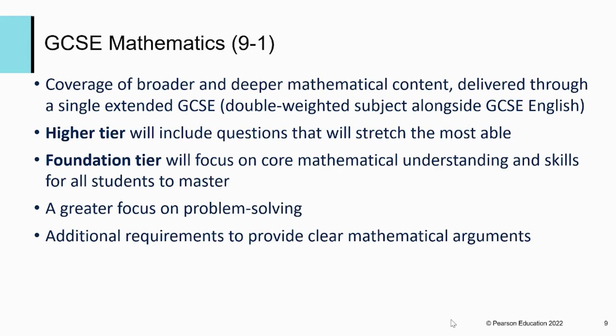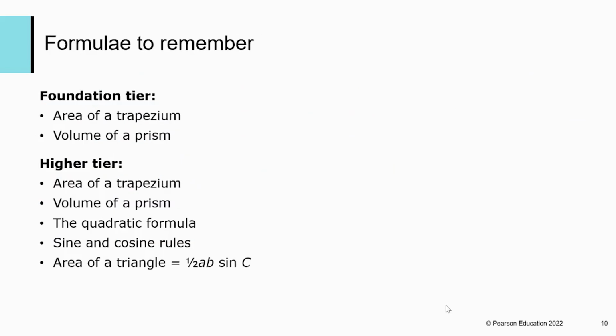The GCSE Maths course covers a broad and deep mathematical content that's delivered through a single GCSE, but this GCSE is double weighted alongside the GCSE English. Higher tier includes questions that will stretch the most able, and the foundation tier focuses on those core mathematical skills and understanding that students need to master. There is a greater focus on problem solving and additional requirements for students to provide clear mathematical arguments.